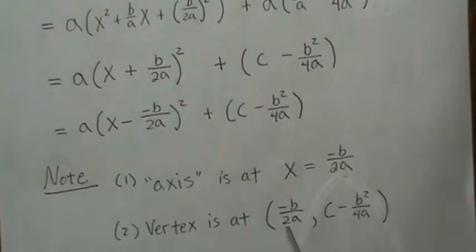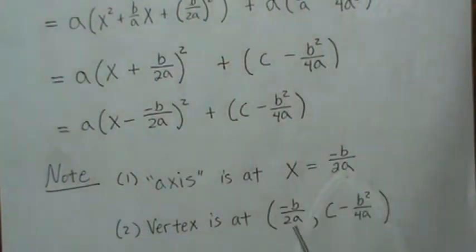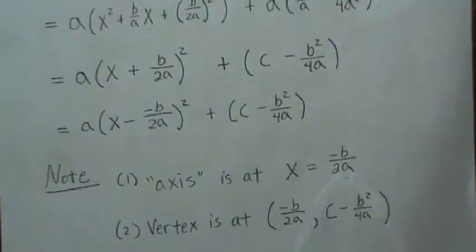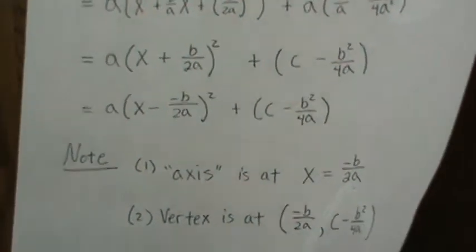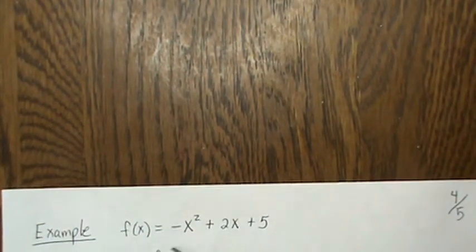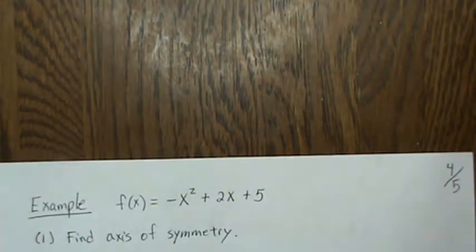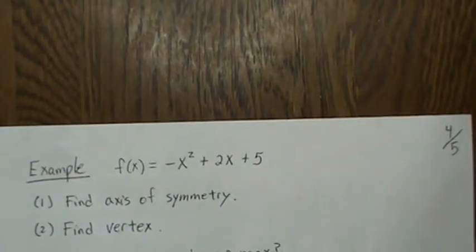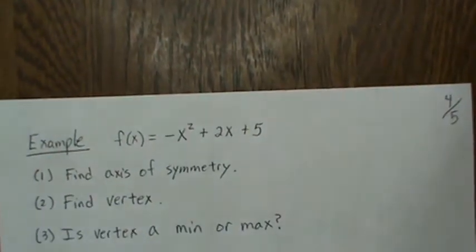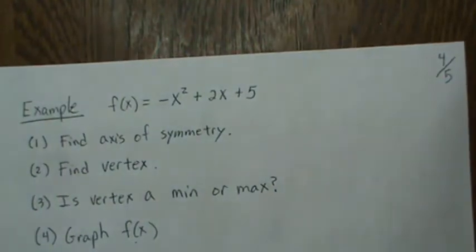And then the vertex is at the axis of symmetry, and then the height is this vertical shift. So this is the formula to find the axis and the vertex. So let's look at an example here. We have f of x equal to this function. We want to find the axis of symmetry and the vertex. We want to know, is the vertex a minimum or a maximum? And then we want to graph it.